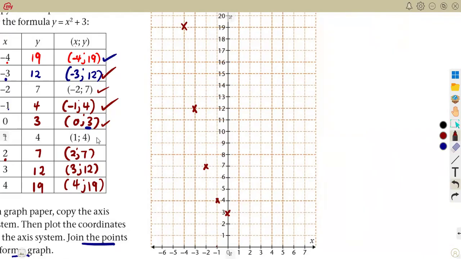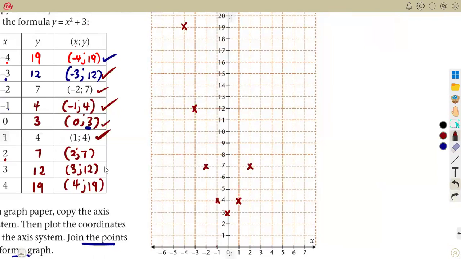Then we move on. 1 versus 4. X is 1, y is 4. They meet here. Where they meet, you mark a point. Positive 1 for x, positive 4. 2 versus 7. All these are positive. 2 for x, 7 for y. They meet here. Where they meet, it's a point. 2 versus a 7. They meet there.